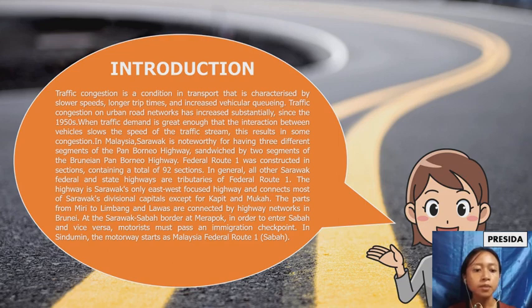The parts from Miri to Limbang and Lawas are connected by highway networks in Brunei. At the Sarawak-Sabah border at Merapuk, in order to enter Sabah and vice versa, motorists must pass an immigration checkpoint. In Sindumin, the motorway starts at Malaysia Federal Route 1 Sabah.